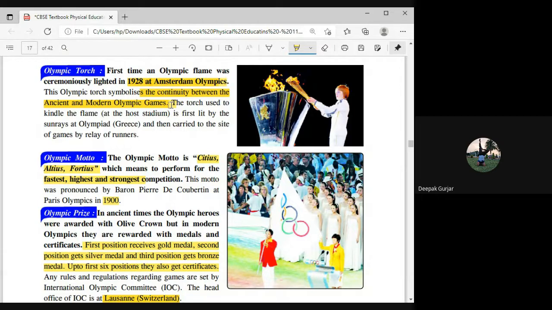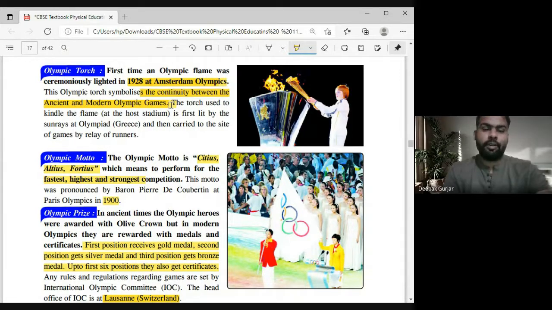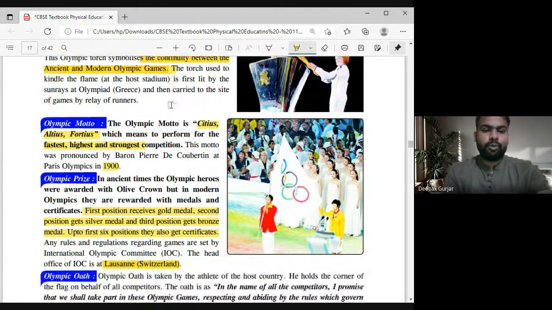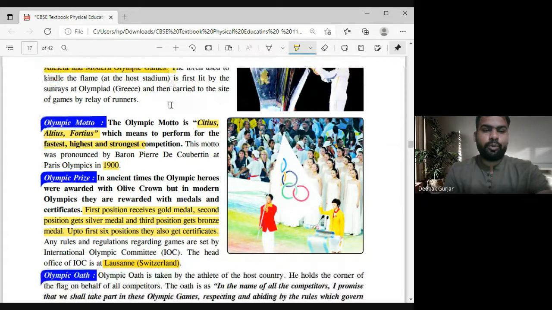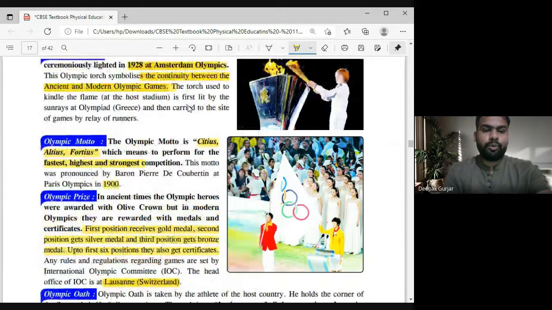So after 1500 years of the ancient Olympic Games, the modern Olympic Games started, right? The modern Olympic Games were started by Baron Pierre de Coubertin, who is the father of the modern Olympic Games. So who is the father of the modern Olympic Games? Baron Pierre de Coubertin. Now the Olympic motto. But before going to the Olympic motto, let's finish this.